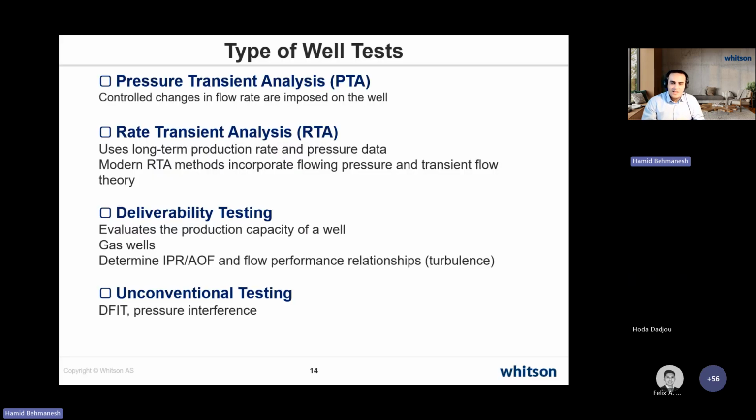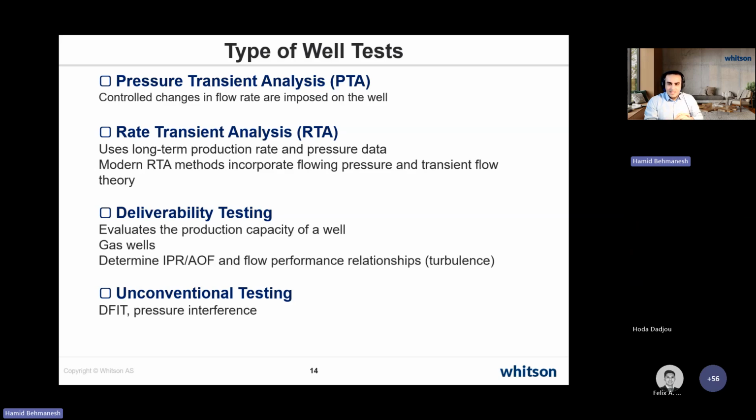I'm going to start with this slide, PTA, pressure transient analysis. Never say PTA analysis, RTA analysis, because that's redundant, right? We perform RTA and PTA, but we don't do PTA analysis. So with the pressure transient analysis, what we do, we control the changes in the flow rate, and we measure the pressure, and then we do the analysis on the pressure.